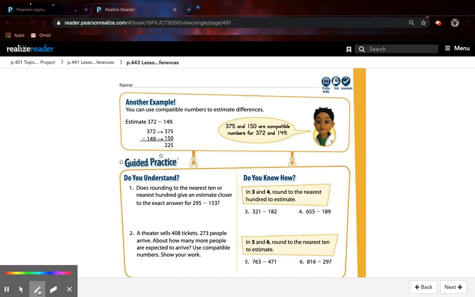Okay, another example, you can use compatible numbers to estimate differences. So this is, again, another strategy. It's the first strategy I showed on the first page. I'm using compatible numbers. So to estimate 372 minus 149, the compatible number they used for 372 is 375, and the compatible number they used for 149 is 150. They subtract those two numbers and they get 225.